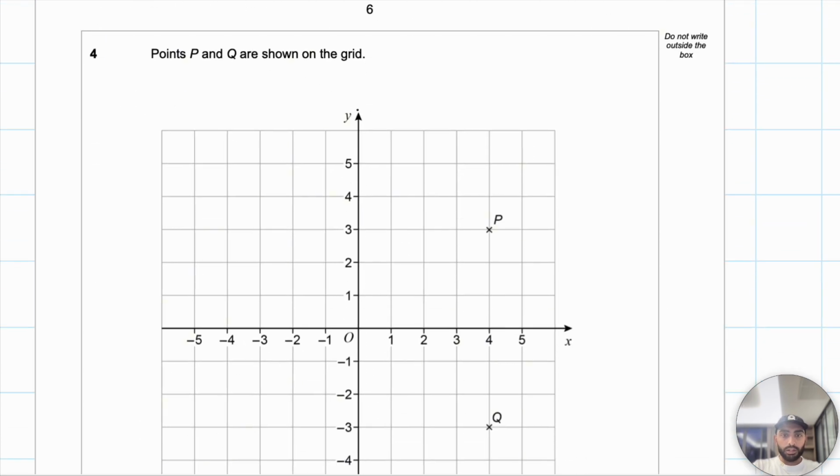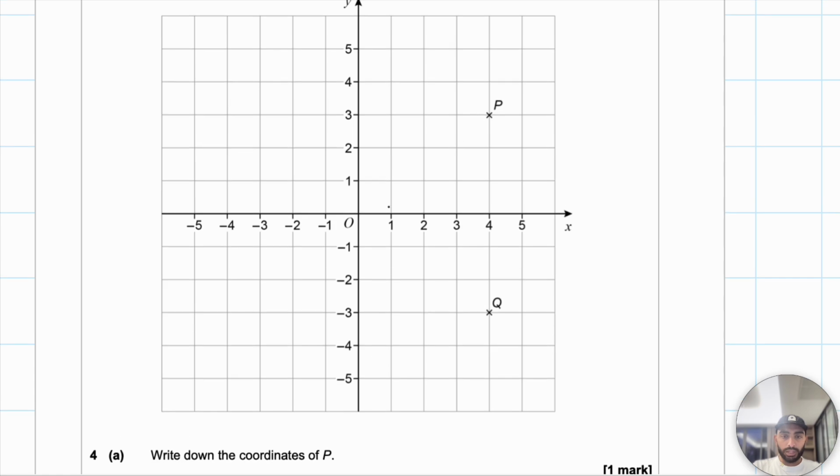Question 4. Points P and Q are shown on the grid. Write down the coordinates of P. Along the corridor to 4, up the stairs to 3. That would be at 4, 3.